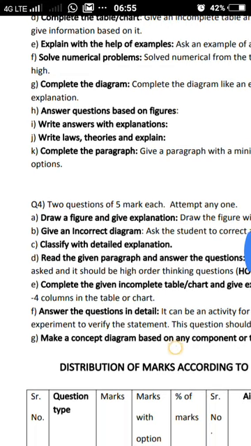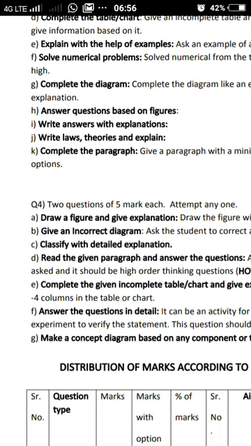In question number 4 you will have to attempt any one question out of 2. Each will carry 5 marks. So here it can be draw a figure and give explanation. You will have to draw a figure and explain each part of the figure. For example, draw the diagram of a typical flower and explain the reproductive parts in it.